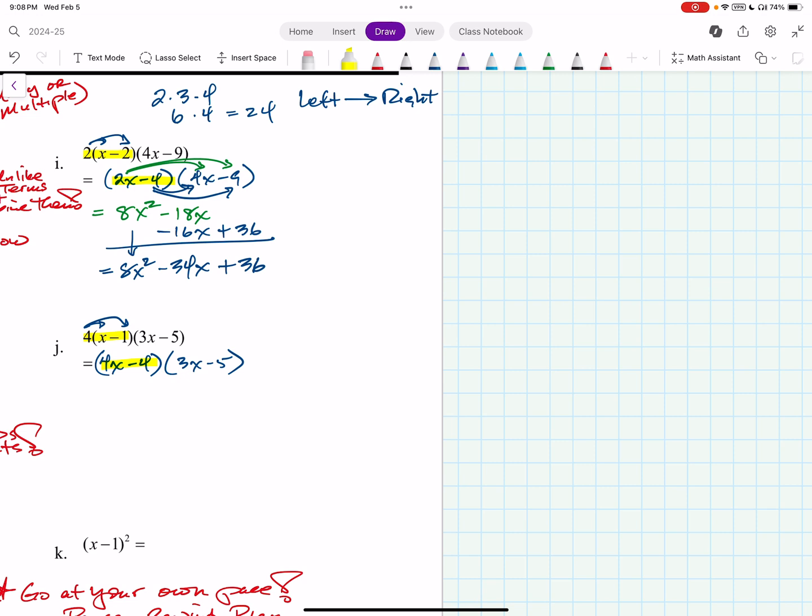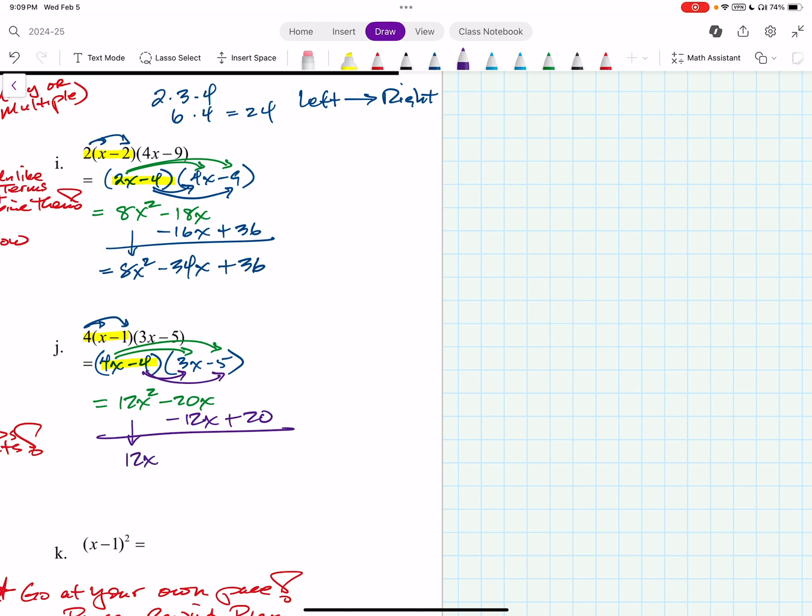All right, so then you just start distributing again. 4x times 3x is 12x squared. 4x times a minus 5 is a minus 20x. And then you distribute through the minus 4. So minus 4 times 3x is a negative 12x. And then a negative 4 times a negative 5 is a positive 20. And then you add like terms.